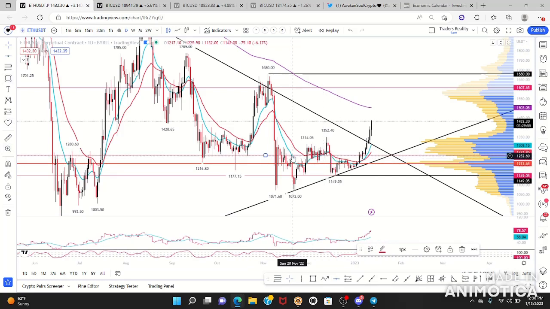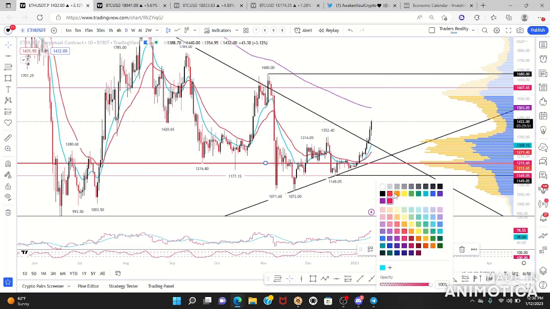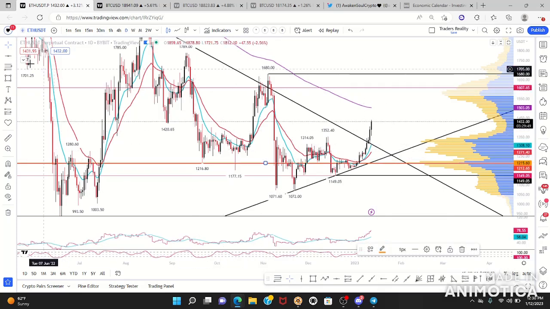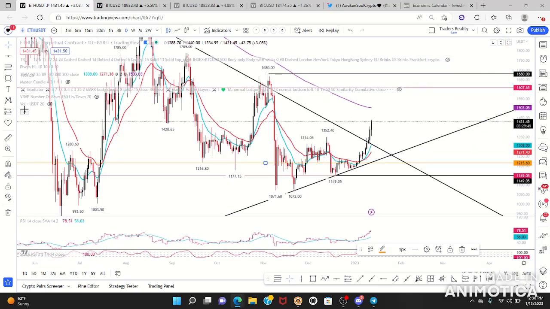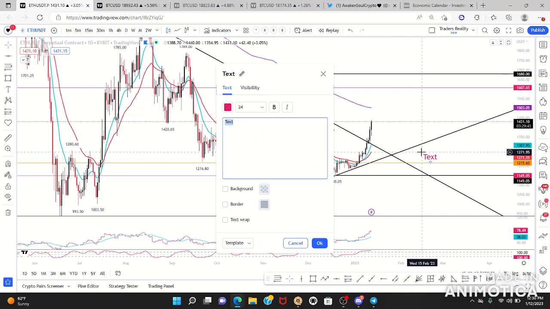Taking off the magnet. Let me change the color and then I'll go ahead and label it. Take off your indicator. Wonderful. And this is going to be our daily POC.